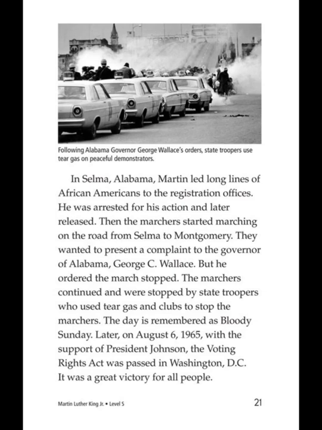Later, on August 6, 1965, with the support of President Johnson, the Voting Rights Act was passed in Washington, D.C. It was a great victory for all people.